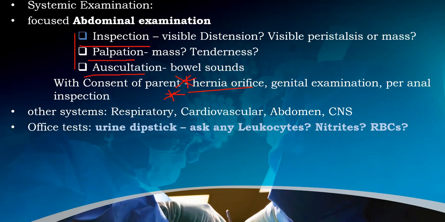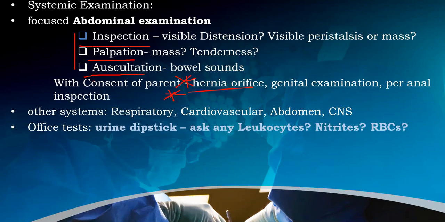Sometimes when you ask, have you noticed any lump in the groin, the mother or father will say no. Maybe they haven't noticed it. But when you ask about the hernial orifice, the examiner will give you a picture showing an incarcerated hernia. So if you don't ask it, you just miss the total case. So ask about the hernial orifice, then genitalia, mainly for ruling out torsion of the testis.